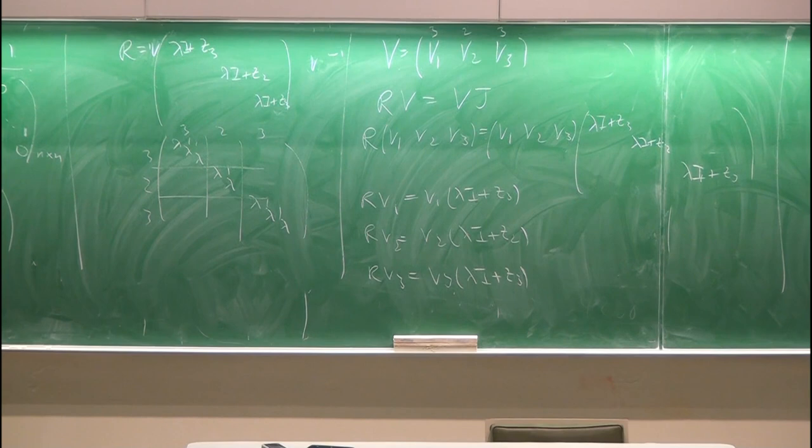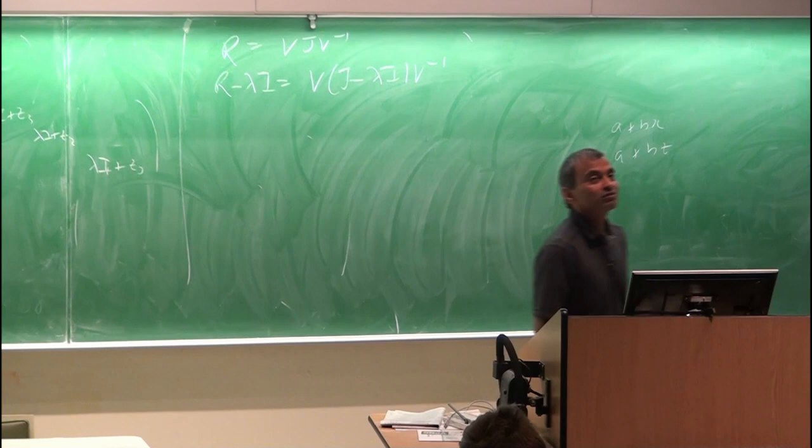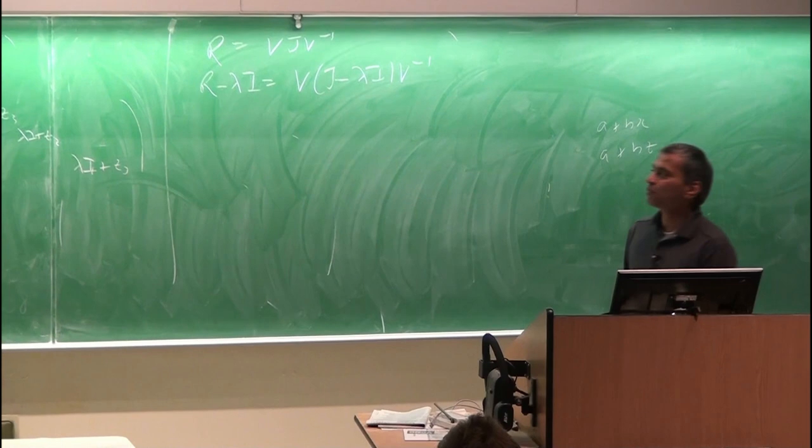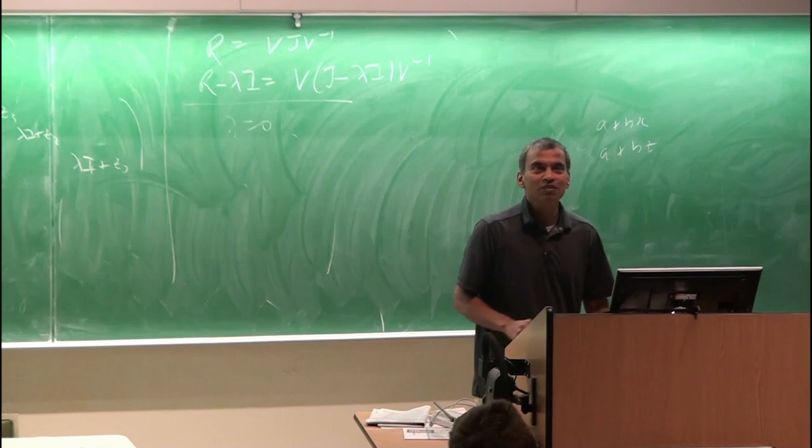Right, so therefore you see that we might as well pick lambda to be zero. Nothing changes if I subtract lambda from the diagonal of R before I start the calculation. Right, I end up with the same V and the same J. This is lambda subtracted out. So from now on, we're going to assume that lambda is equal to zero. Okay, this will greatly simplify our calculation. So if I take lambda equal to zero, you see that everything simplifies quite a bit.